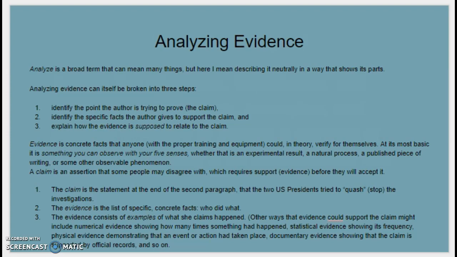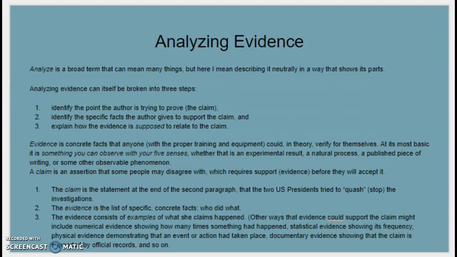So when you analyze evidence, you have to know that evidence is a broad term that can mean many things, but here I mean describing it neutrally in a way that shows its parts. So analyzing evidence can be broken into 3 steps. You identify the point the author is trying to prove, which is the claim, and then you identify the specific facts the author gives to support the claim, and you explain how the evidence is supposed to relate to the claim.